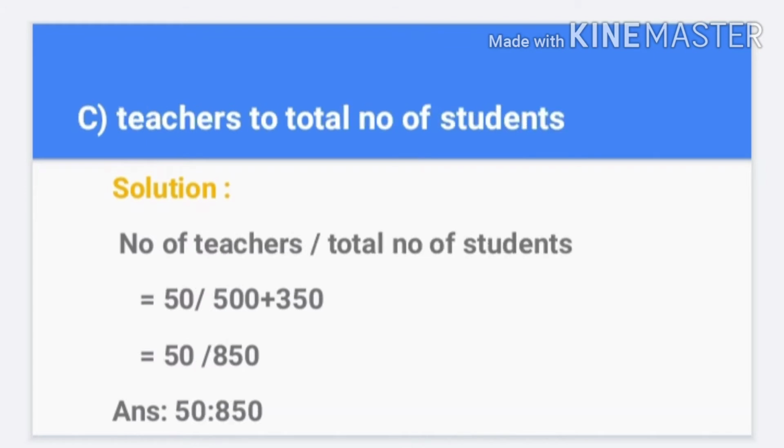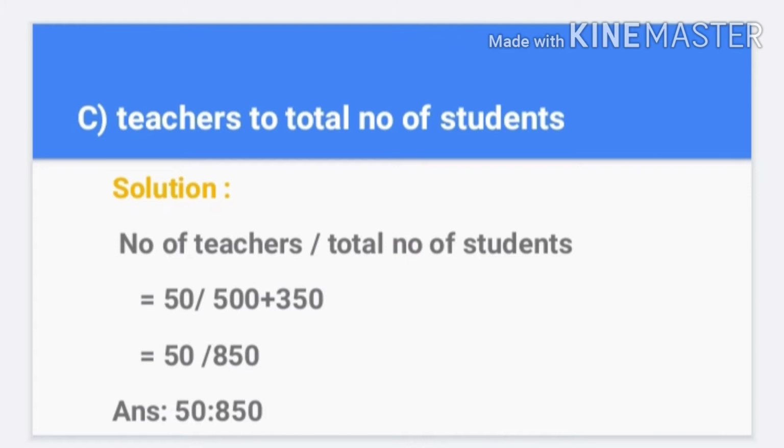C: Teachers to total number of students. Number of teachers equal to 50. Total number of students is equal to 500 plus 350 equal to 850. The ratio of teachers to total number of students equals number of teachers divided by total number of students, equal to 50 divided by 850.